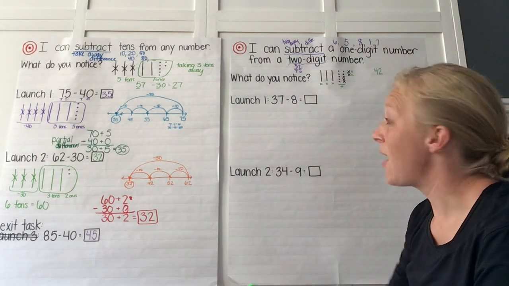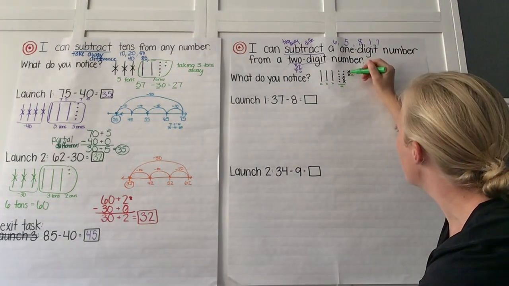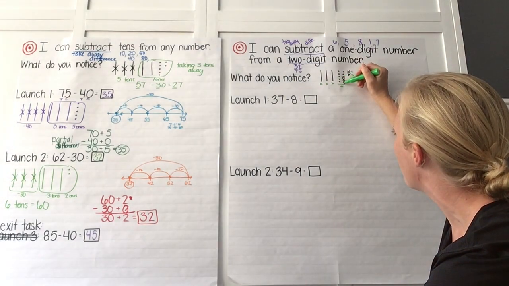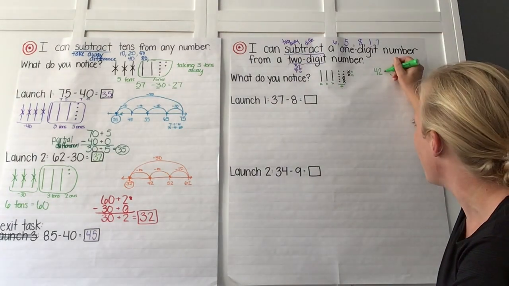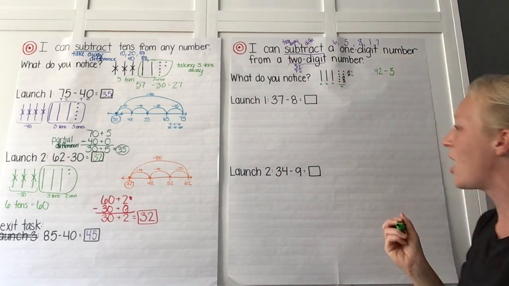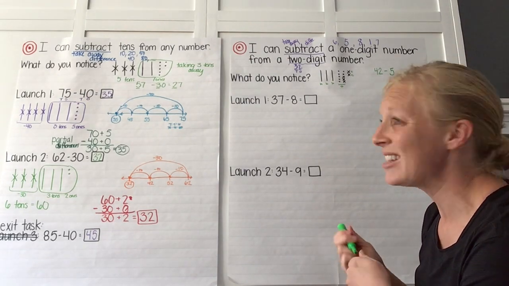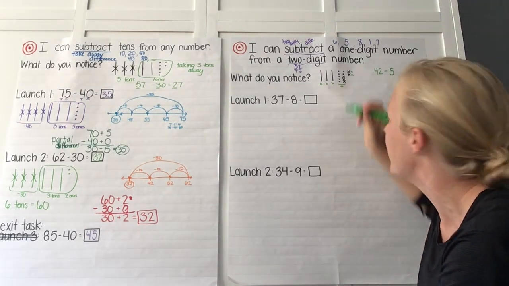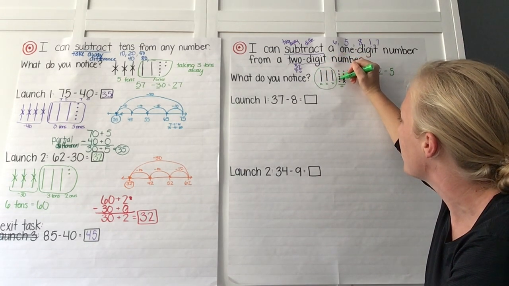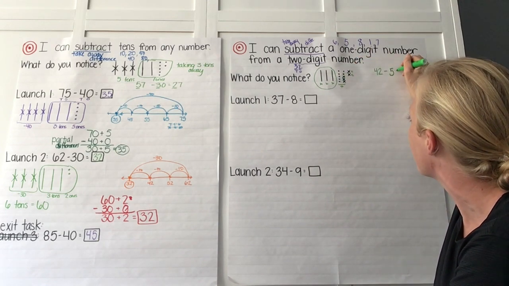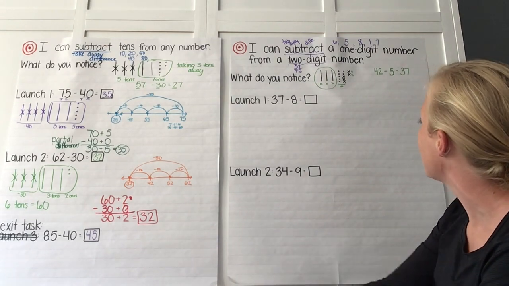What do you mean we crossed off 5? 5 tens or 5 ones? 5 ones. 1, 2, 3, 4, 5. Yes, that means we're subtracting 5. We crossed those out and we were subtracting it. What else do you notice? You have 37 left. Where is that 37? 30, 31, 32, 33, 34, 35, 36, 37. So when we start at 42, we take away 5, we get 37 back.